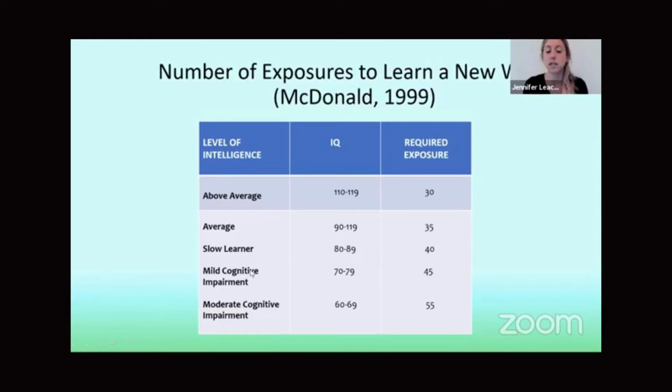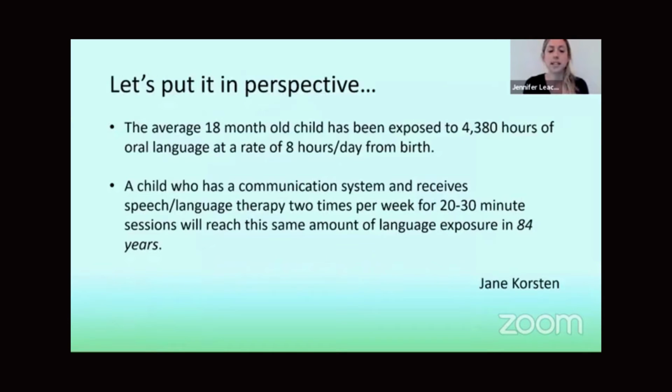So some of our individuals who might have that mild to moderate cognitive impairment require 45 times to learn a word. So think about using the word in. You would have to expose them to that word 45 times for them just to learn it, just that one word. So the average 18-month-old child has been exposed to 4,380 hours of oral language at a rate of 8 hours per day.